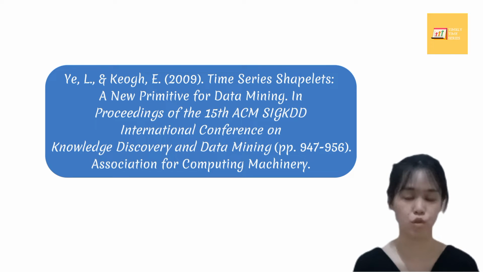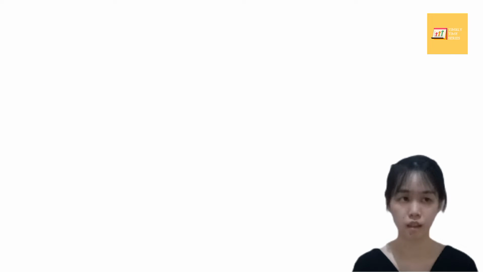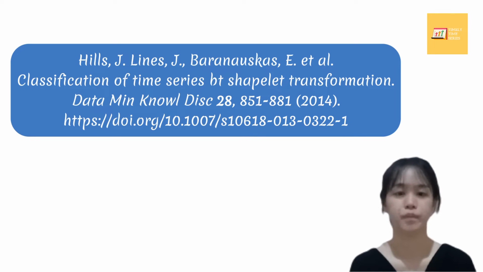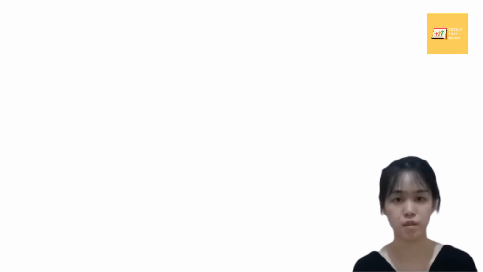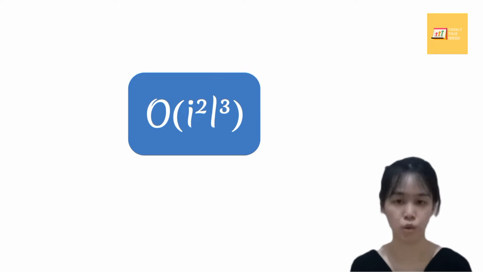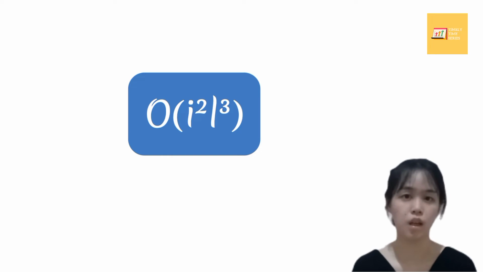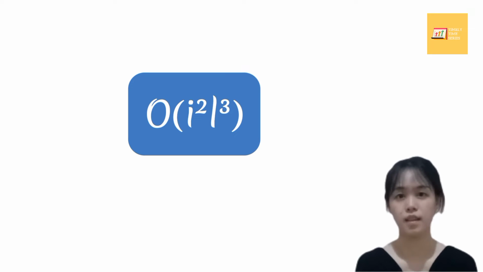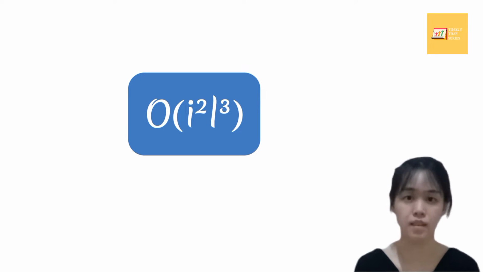So naturally, these algorithms, what I mean by these algorithms is the first algorithm introduced by Ye and Keogh in 2009. The second algorithm is already implemented in the library sktime, and this algorithm was proposed by Hills et al. Okay, so these algorithms run very slowly. Their order of computation is O of I squared and L cubed times L cubed, where I is the total instances in the dataset and L is the length of the time series.